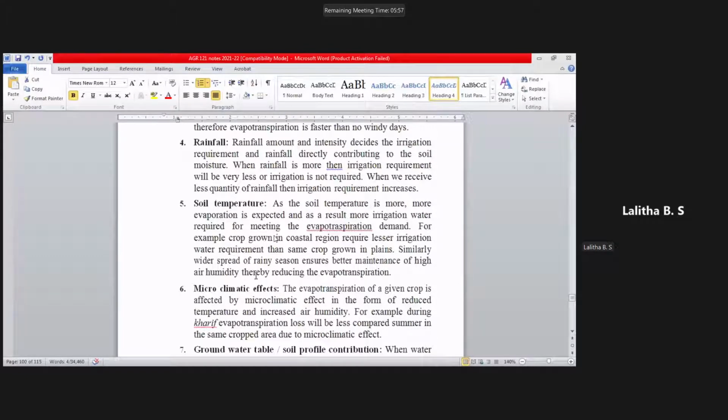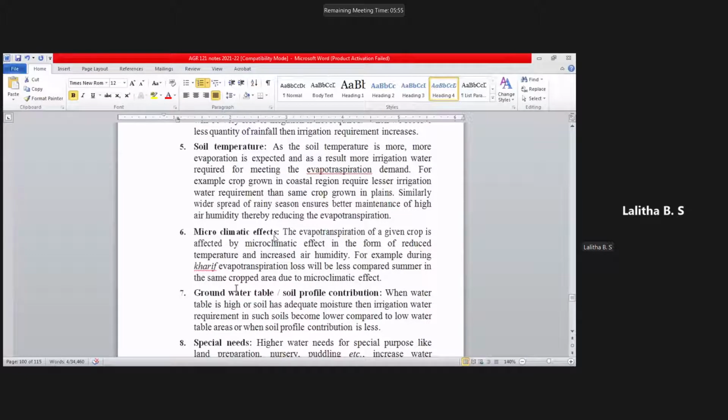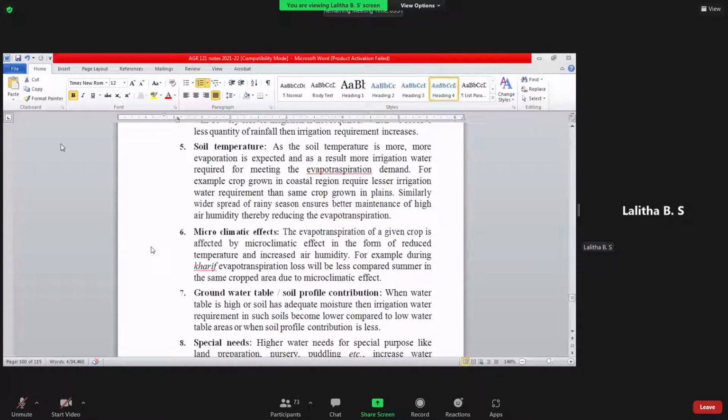Similarly, the spread of the rainy season. Then again, the microclimate effect. Have you heard of micro, macro, mesoclimate in meteorology? Have you studied it?